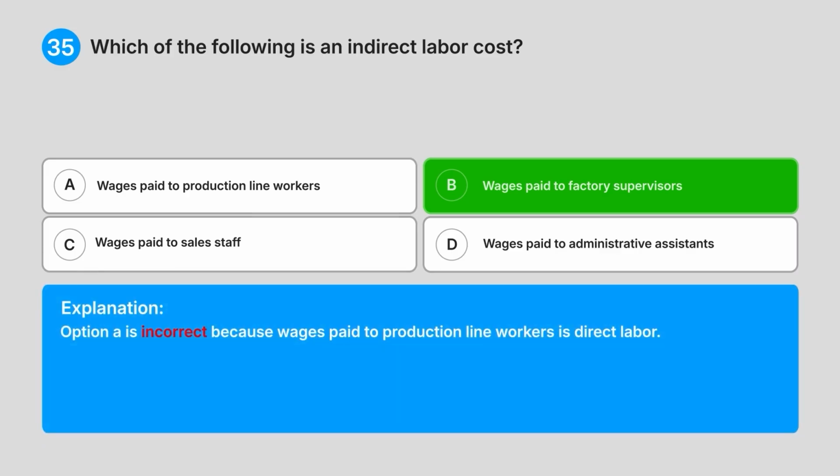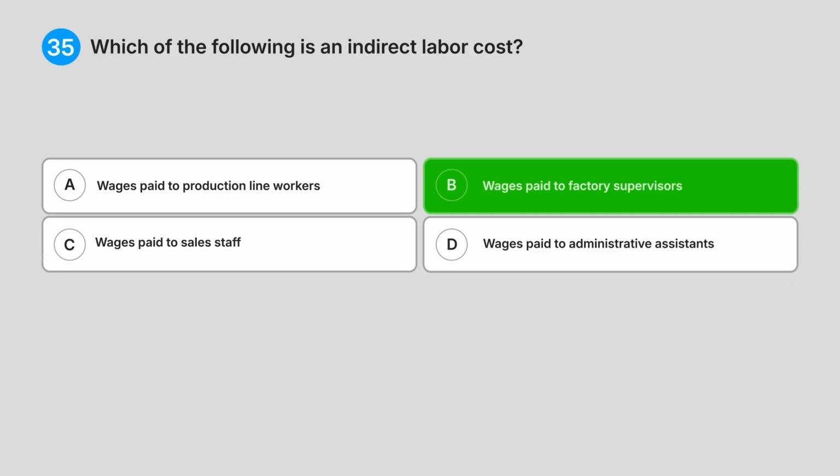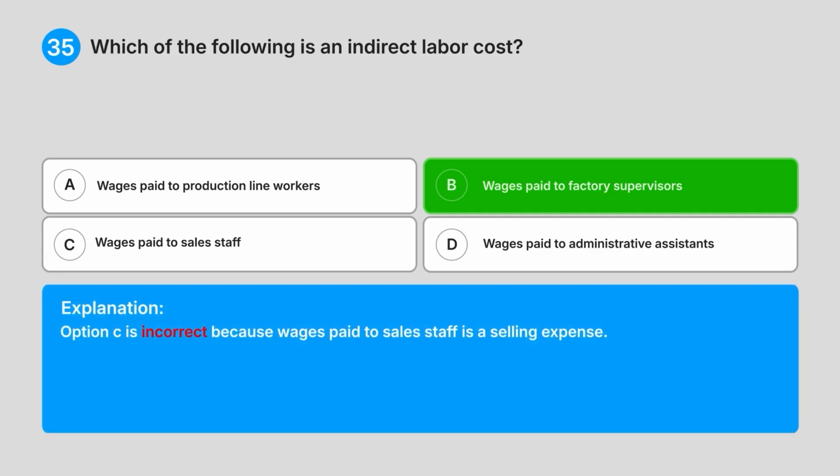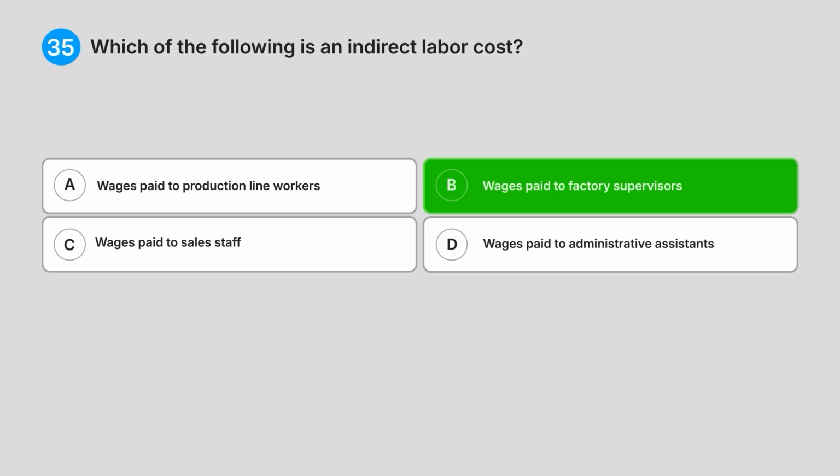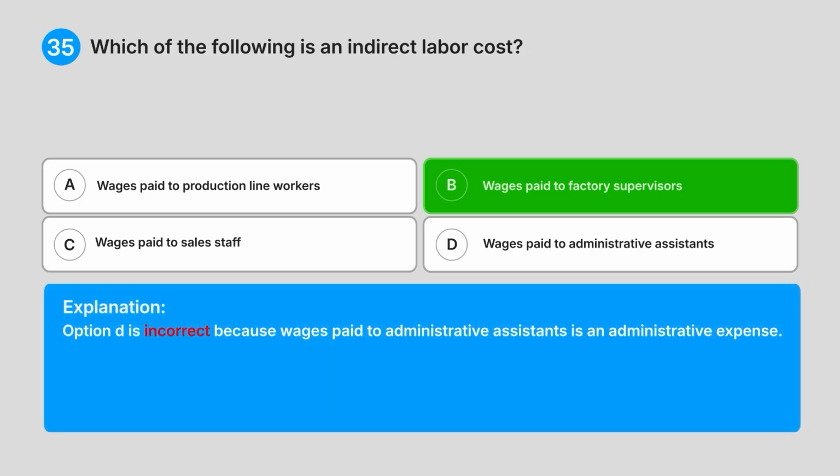Option A is incorrect because wages paid to production line workers is direct labour. Option C is incorrect because wages paid to sales staff is a selling expense. Option D is incorrect because wages paid to administrative assistants is an administrative expense.